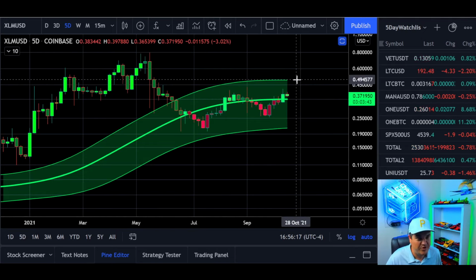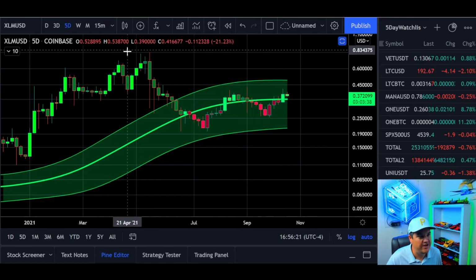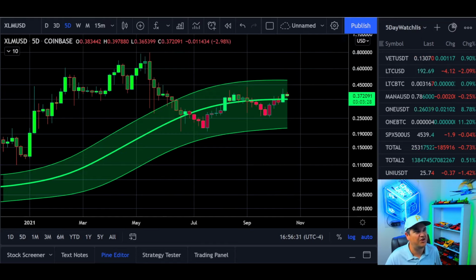So if we break out and hold 50 cents as support, this top line, and then start moving up again, our next target is going to be these candles up in here around 70 cents. If we start breaking 70 cents, then we're getting ready to ignite the thrusters, in my opinion. So let's go to a different chart and see what we have.